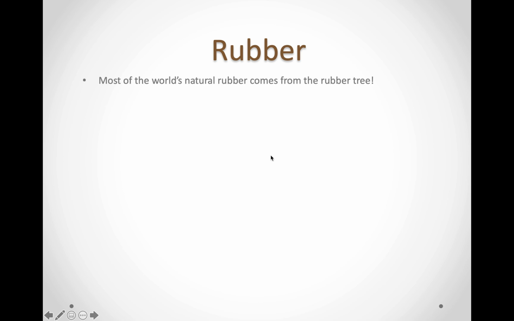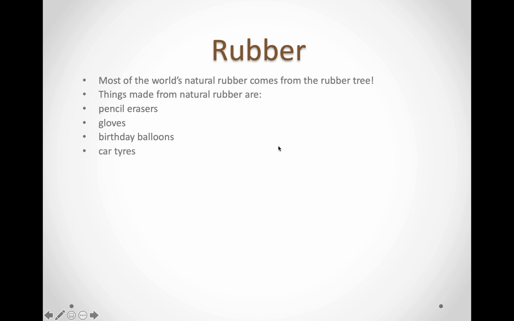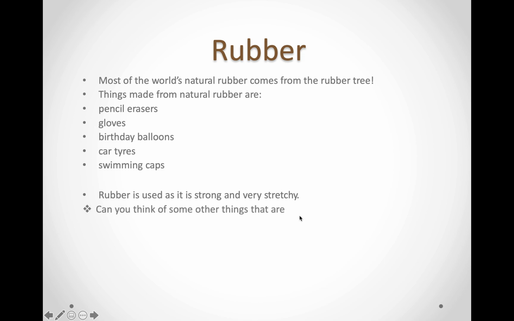Let us begin with rubber. Most of the world's natural rubber comes from the rubber tree. Things that are made out of rubber are pencil erasers, gloves, birthday balloons, and car tires. Some swimming caps are also made up of rubber. Rubber is very strong and very stretchy, so it can move around. Can you think of some other things that are made out of rubber?